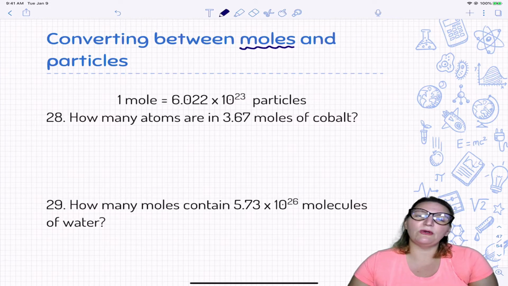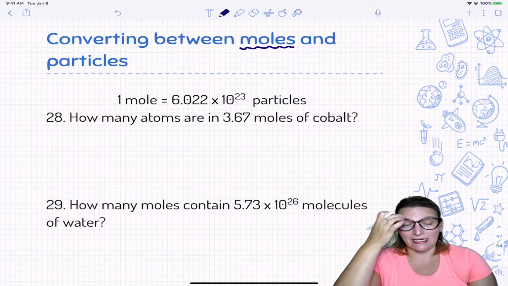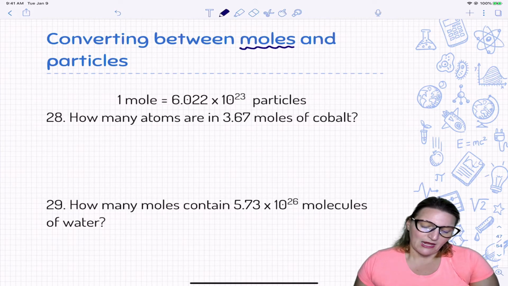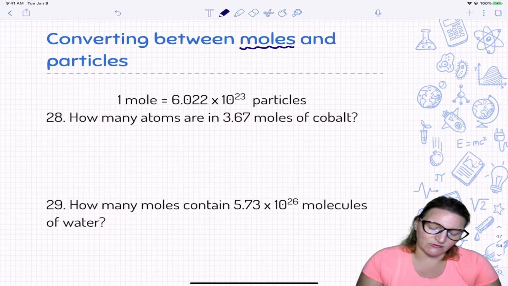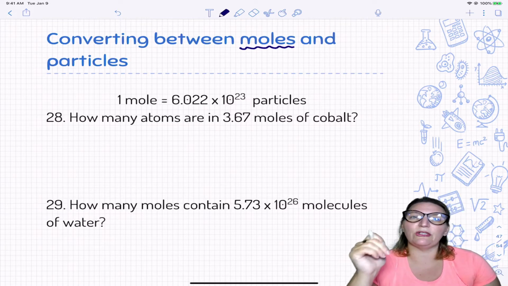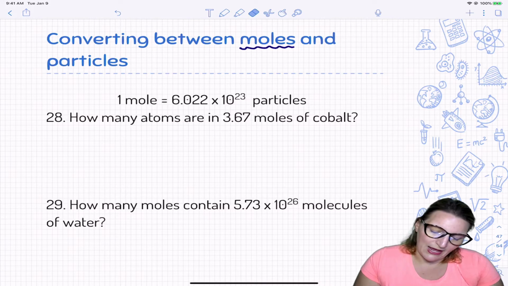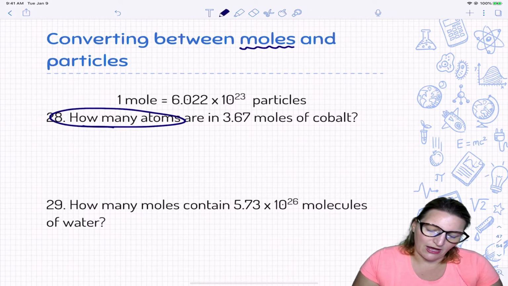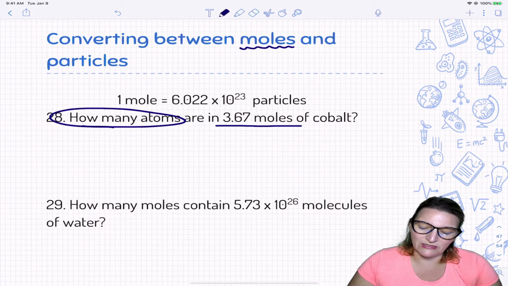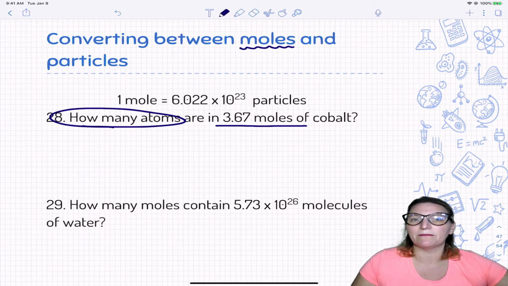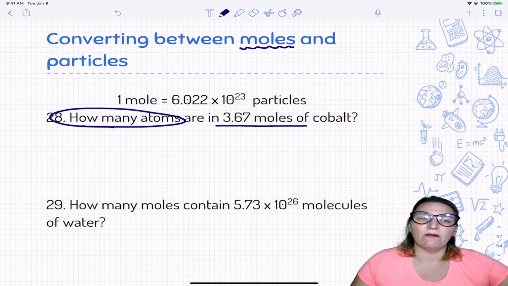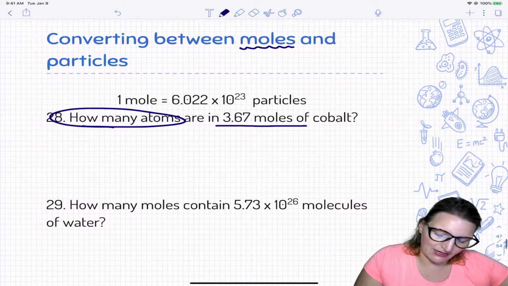So we're going to look at two different types of problems today. The first one is, again, like I said, using Avogadro's number. And we are converting in this problem from moles to atoms. So the first thing we always do is read the question, circle the do, underline the clue. How many atoms, so the question is asking me for atoms, how many atoms are in 3.67 moles of cobalt? So then I take the number that's given to me and I write it out front.